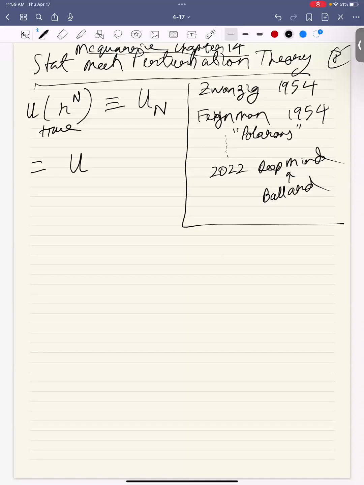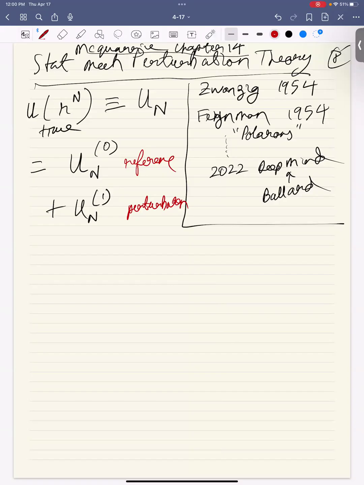So this U_N is the true potential, which is very, very complicated. Let's write it as a sum of two things. Let's say this is the sum of a reference potential, U_N^0, which we call our reference potential, plus some deviation from the reference potential, which we call our perturbation, U_N^1, which is my perturbation.